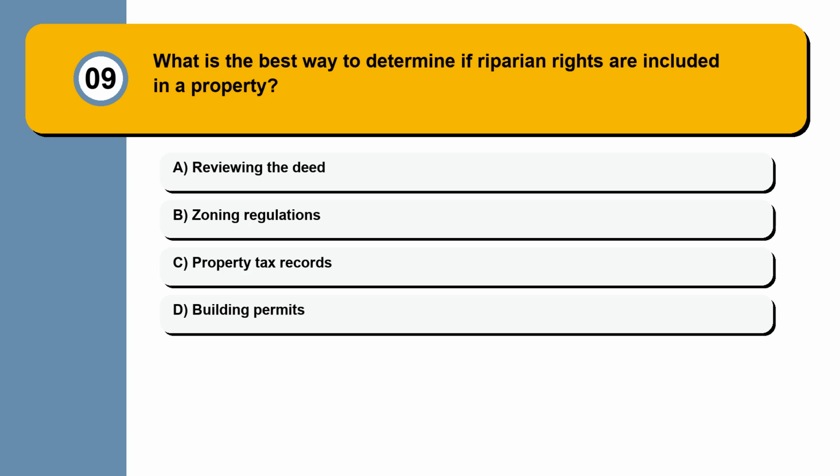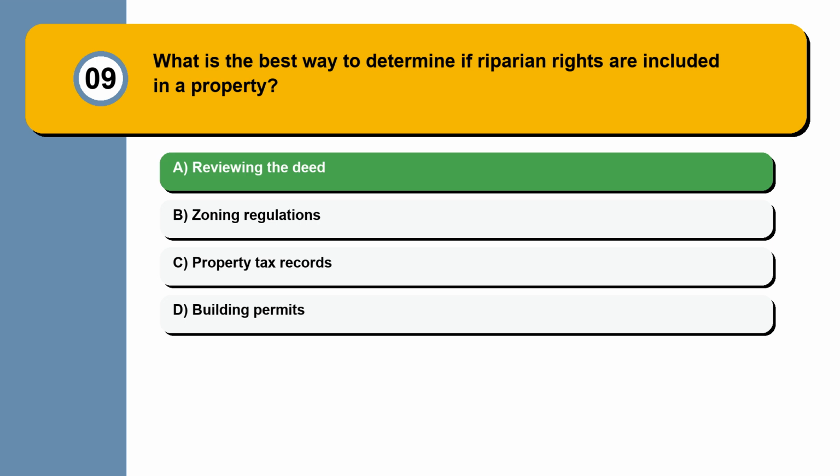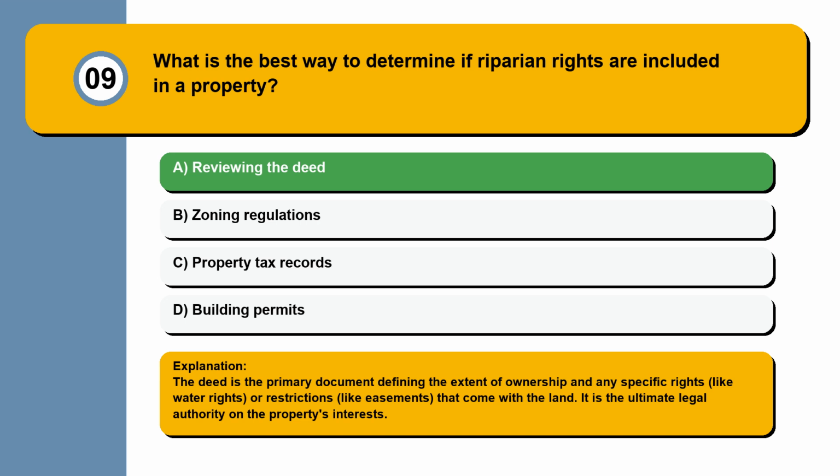Question 9. What is the best way to determine if riparian rights are included in a property? Reviewing the deed, zoning regulations, property tax records, building permits. The deed is the primary document defining the extent of ownership and any specific rights, like water rights, or restrictions, like easements, that come with the land. It is the ultimate legal authority on the property's interests.